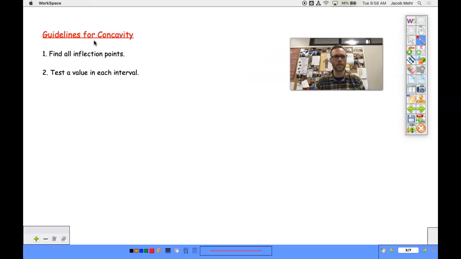So how do we find concavity? You find the inflection points, and then we test the value in each interval. Just like we tested for where a function's increasing and decreasing, to find where it's concave up and concave down, we find inflection points, and then we test the values.